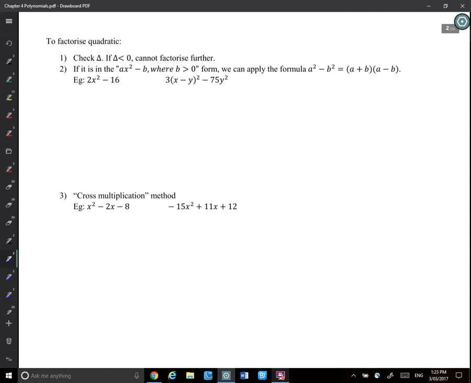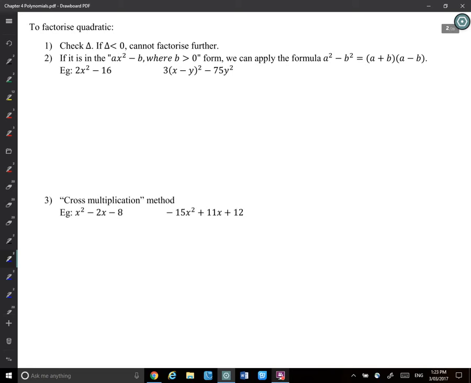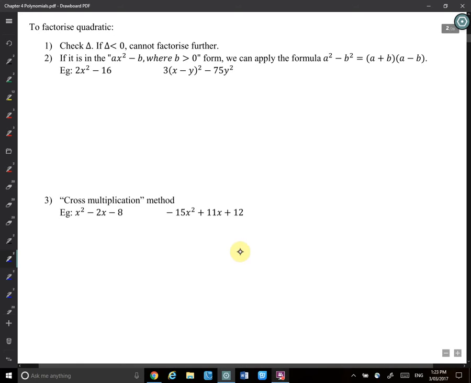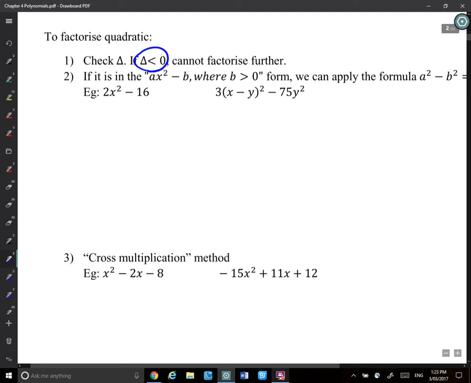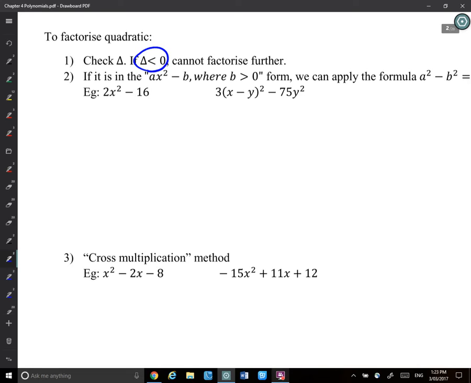To factorize a quadratic. You will factorize polynomials later, like cubic and quartic, but the basics is how we factorize the quadratic, because quadratic is different compared to cubic. For cubic, you find one linear factor first, and then you are left with a quadratic, and you factorize the quadratic directly. So for a quadratic, the first thing you need to do is check whether the discriminant is smaller than 0. If it is smaller than 0, it just cannot factorize for sure. It's just not worth trying.